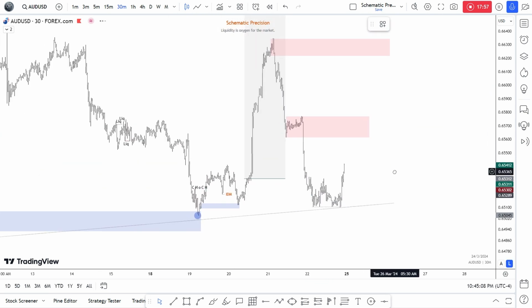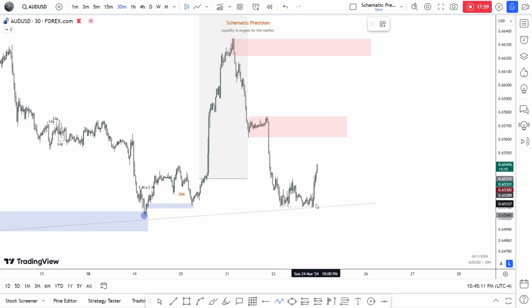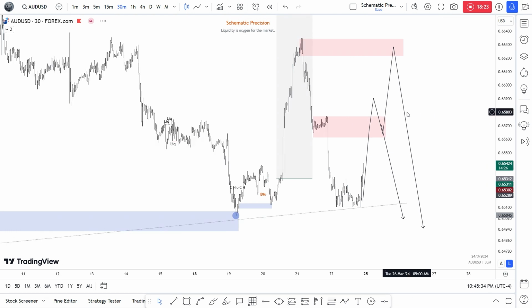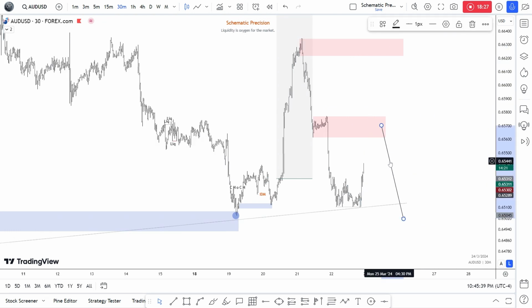So yeah, as price is going higher, I'm expecting it to go higher, mitigate the POI and give us something here to go short again. If not, continue higher to the extreme and then short again. We have these two scenarios on AU. It's all very simple, nothing complicated, just one step at a time. And that's all for the forecast.